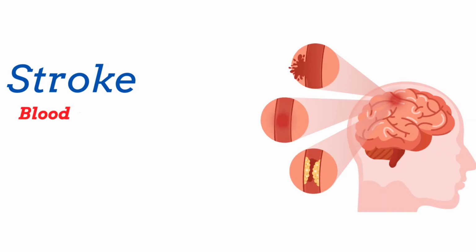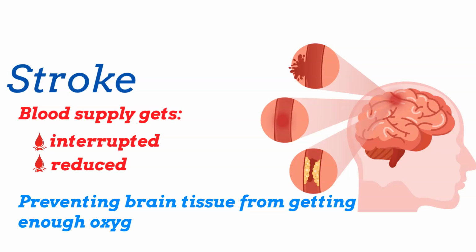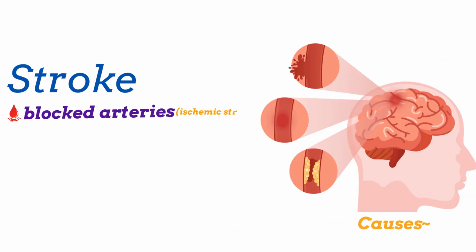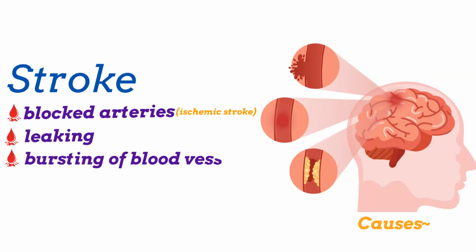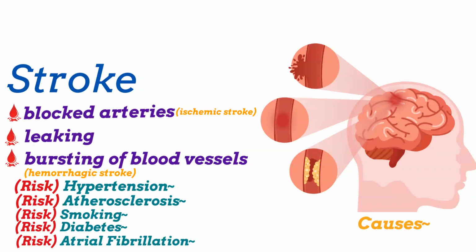Stroke. A stroke happens when the blood supply to part of the brain is interrupted or reduced, preventing brain tissue from getting enough oxygen and nutrients. Causes include blocked arteries, ischemic stroke, or leaking or bursting of blood vessels, hemorrhagic stroke. Risk factors for stroke are similar to those for heart attack and include hypertension, atherosclerosis, smoking, diabetes, and atrial fibrillation.